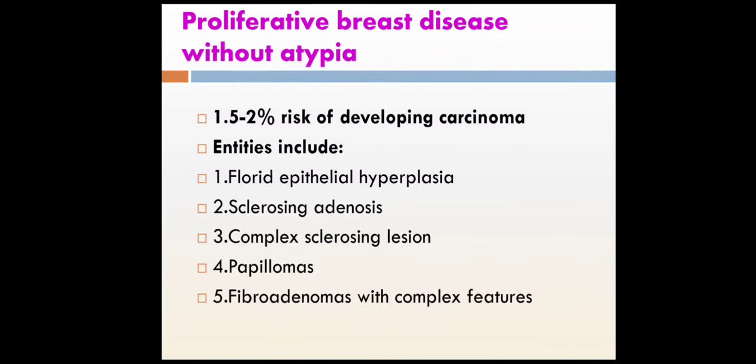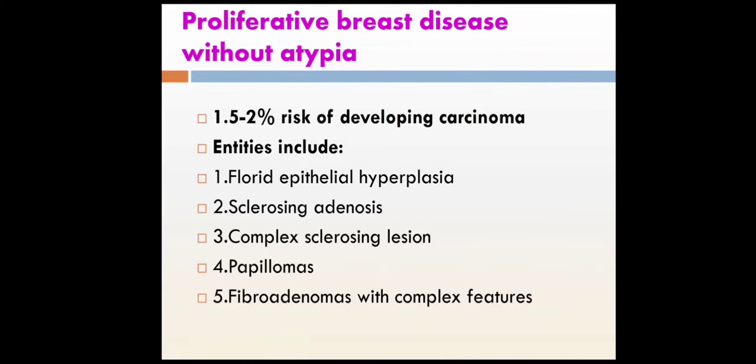There is a 1.5 to 2% risk of developing carcinoma. The entities include florid epithelial hyperplasia, sclerosing adenosis, complex sclerosing lesion, papillomas, and fibroadenomas with complex features.